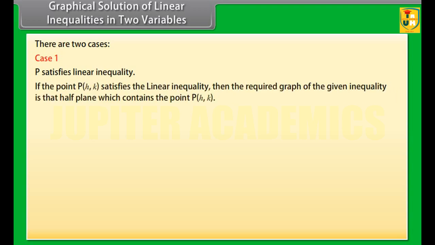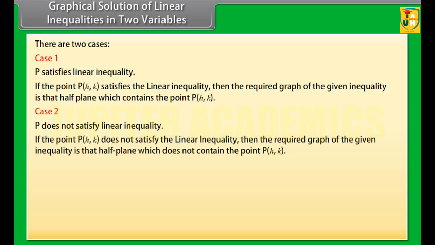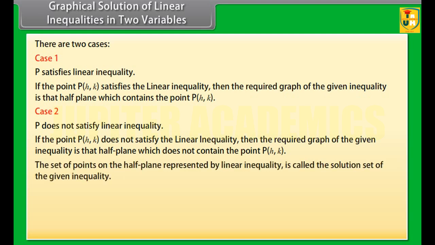Case 1. P satisfies the linear inequality. If the point P(h, k) satisfies the linear inequality, then the required graph of the given inequality is that half plane which contains the point P(h, k). Case 2. P does not satisfy the linear inequality. If the point P(h, k) does not satisfy the linear inequality, then the required graph is that half plane which does not contain the point P(h, k). The set of points on the half plane represented by linear inequality is called the solution set of the given inequality.